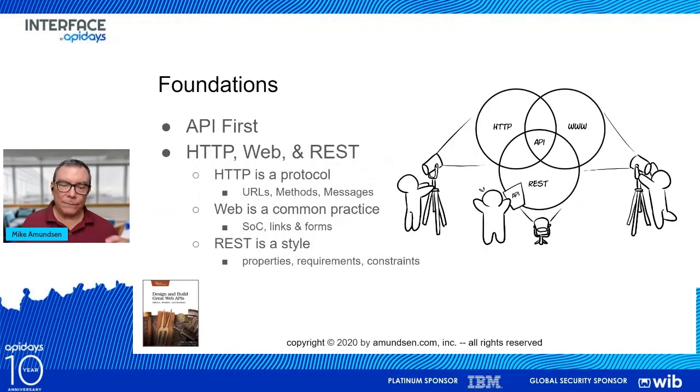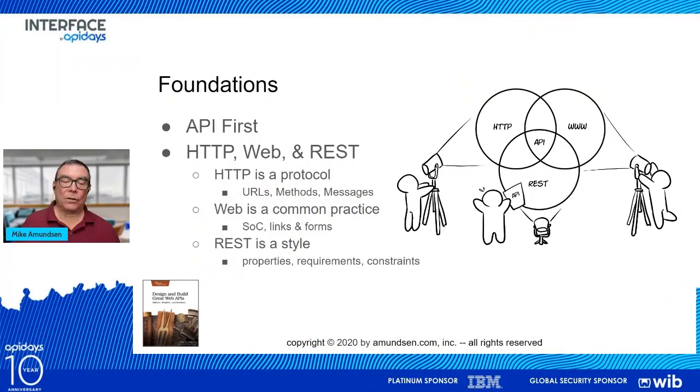Now, this idea of HTTP, the web, and REST is talked about in various different ways. It's when you combine all of those things that you can build an API. HTTP is just a protocol. There's stuff about methods and URLs and message bodies. That's all technical stuff that nobody designs. That was created 30 years ago.